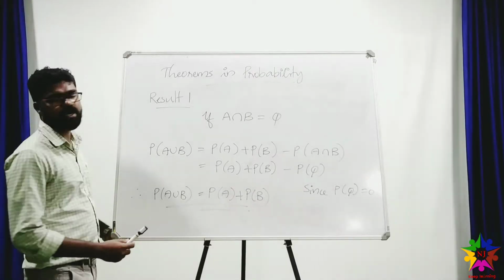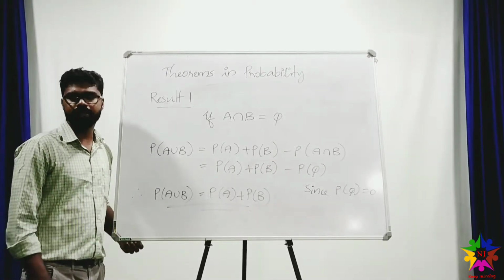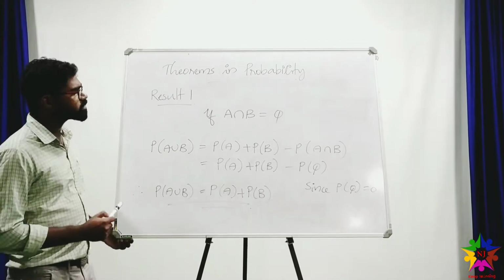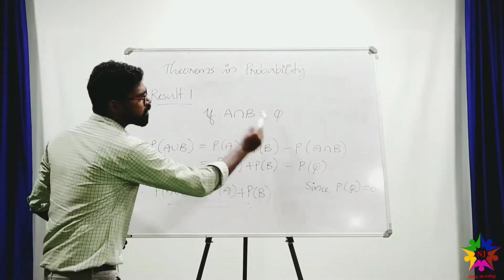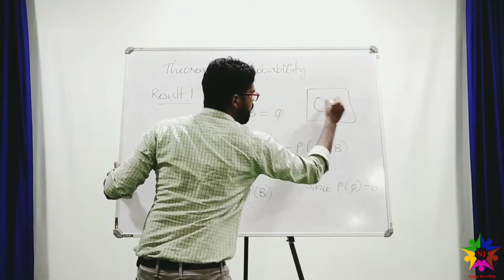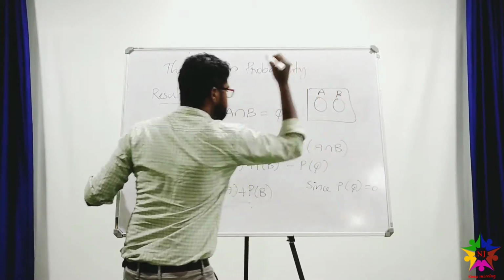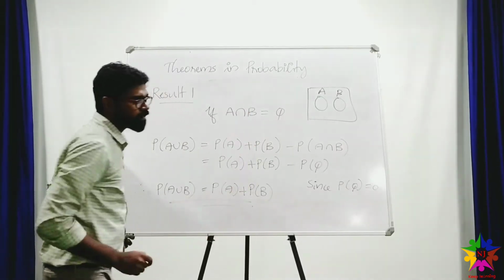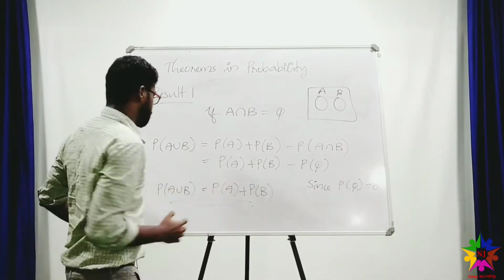In the previous class we discussed the axiomatic theory of probability. Let's see some results of probability. The first result is if A intersection B is equal to phi, that means there is no relation between A and B. Since it is phi, an impossible event, the probability of phi will be 0.